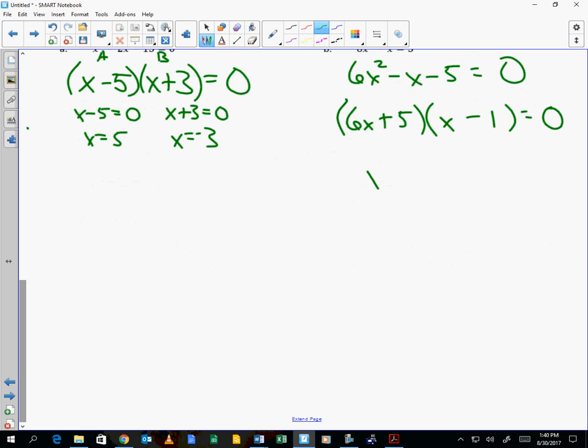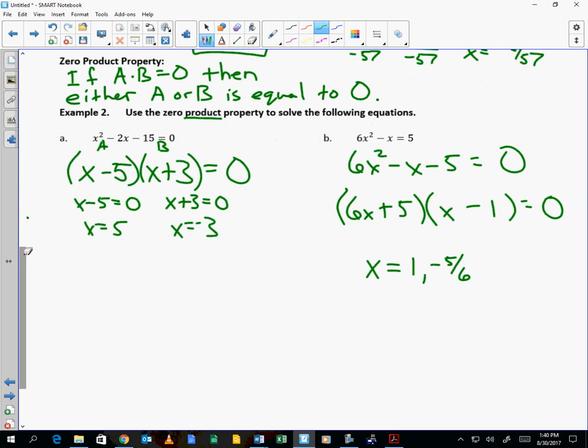So what are our solutions? X is 1 and negative 5/6. Notice I have 2 solutions, and the degree of my original polynomial is 2. Most of the time, that's what we should see. Come up with that number of solutions. Let me flip it over.